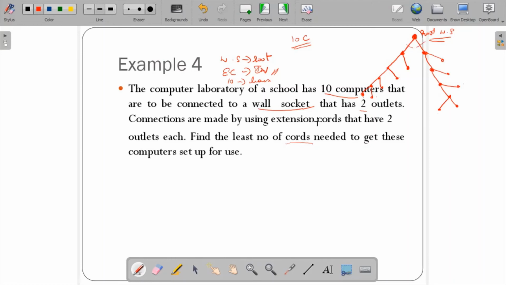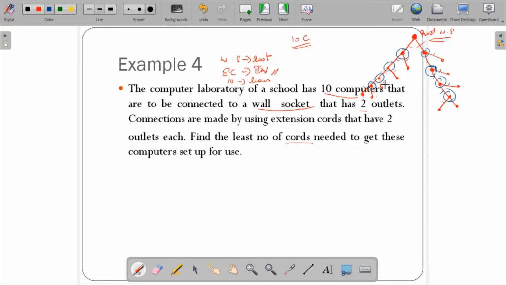Connections are made by using extension cords that have 2 outlets each. Again, this has 2 outlets. So if I take an extension cord, this extension cord has 2 outlets, 1 2 3 4 5 6 7 8. Again if I take an extension cord, it has again 1 2, 1 2, and 1 2. So this is an extension cord, this extension cord, this extension cord.